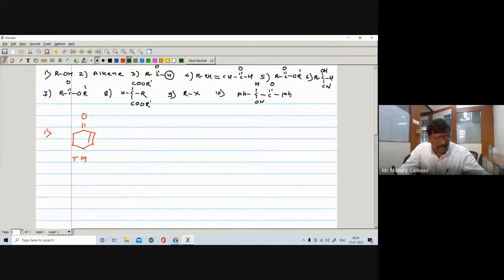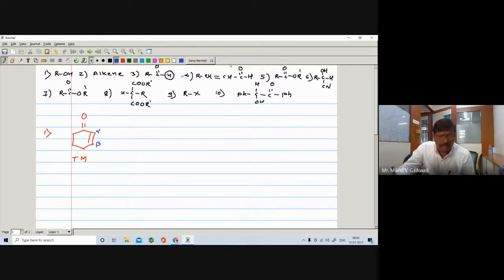It is the alpha beta unsaturated aldehyde. Okay. So here is the alpha carbon and here is the beta carbon. So it is an alpha beta unsaturated aldehyde. So it is type 4, right? First you should know what is the type of this compound. And you know, an alpha beta unsaturated carbonyl compound can be prepared by the aldol condensation reaction.